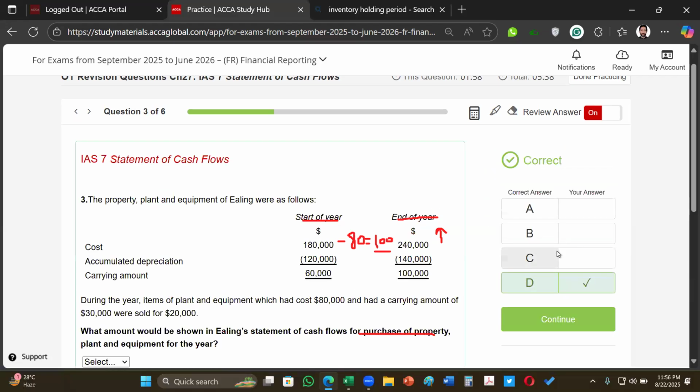So I hope this is clear. It was a straightforward one, but it was an important one to calculate only the value of the asset. Okay.